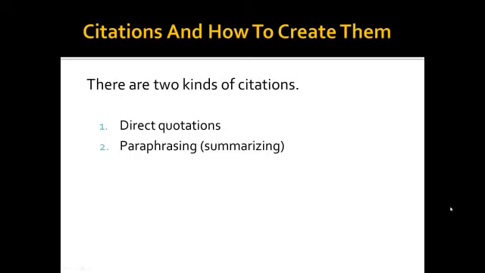How do we create citations? Well, there are 2 kinds of citations. You have to understand that. First of all, we have direct quotes, and then we have paraphrasing or summarizing. Direct quotes are exactly what they say. You are quoting something directly from the text or the source you have. The other is paraphrasing, where you're summarizing what somebody else has said.